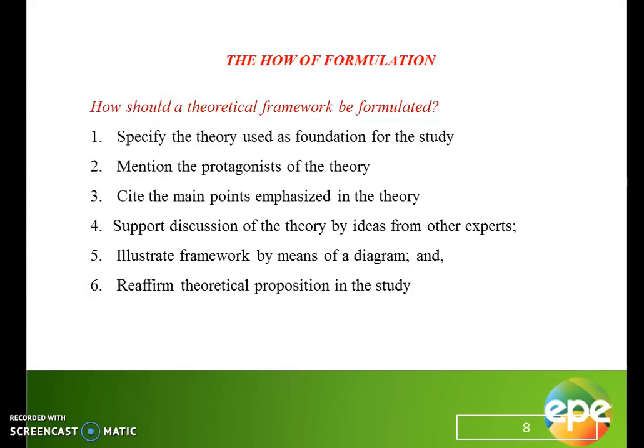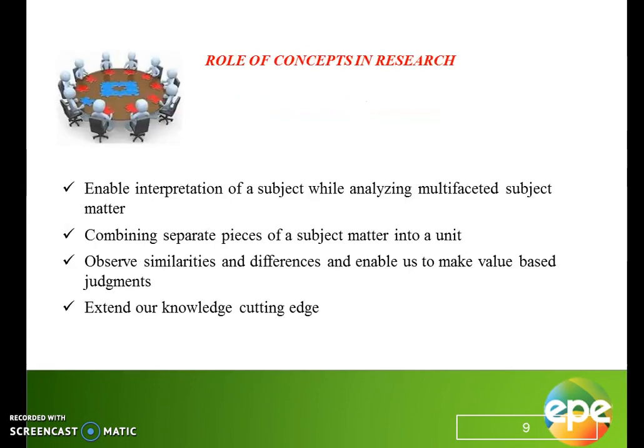I'll take it again. 6 ways to enable you formulate a theoretical framework. Number 1 is to specify the theory as a foundation. Number 2 is to mention advocates, protagonists of the theory. Number 3 is to cite and quote the main points, the main issues, the salient points emphasized by the theory. Number 4, support discussion of the theory by contributions from others. Number 5, illustrate your framework by means of the concept of a diagram. Lastly, number 6, reaffirm your theoretical proposition in the study.